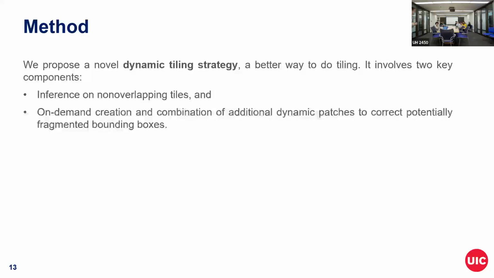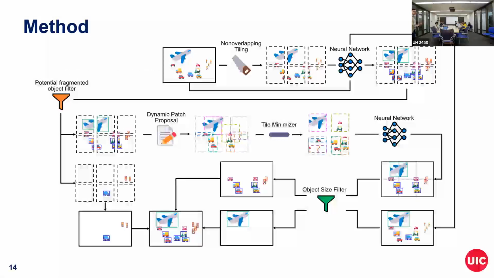Therefore, we propose a novel dynamic tiling strategy, a better way to do tiling involving two key components. First, we perform inference on non-overlapping tiles, and then use the predictions of the non-overlapping tiles to create and combine additional dynamic tiles on demand to correct the fragmented boxes. So this is the diagram of our method. First, our input image gets tiled and fed into our model in one batch to obtain the predictions.